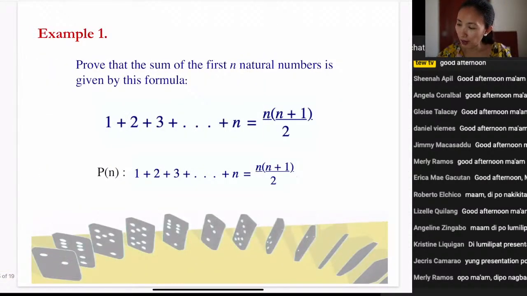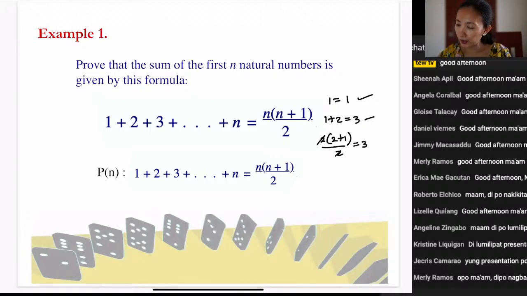So, if we have 1, the sum is 1. If n is equal to 1, then 1, okay, we verified this a while ago. If n is equal to 2, okay, 1 plus 2 is equal to 3. Check natin, if it's 2, then 2 times 2 plus 1, all over 2, this will cancel out, giving 3. Okay, tama. When there are 3 terms, 1 plus 2 plus 3 is 6. 1 plus 2 plus 3 is equal to 6. So that means 3 terms times 3 plus 1 all over 2.